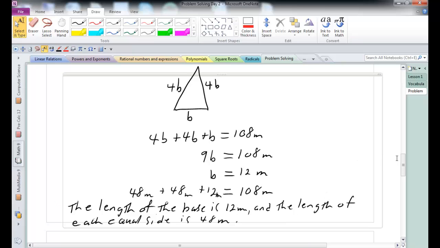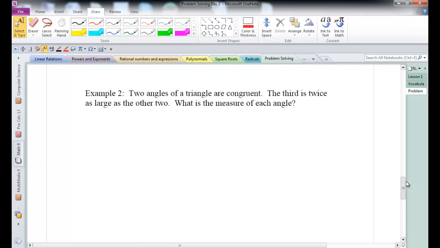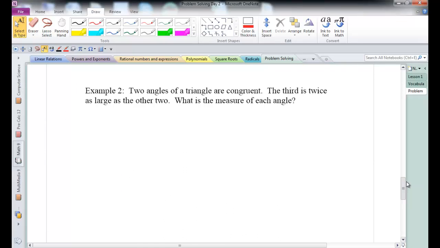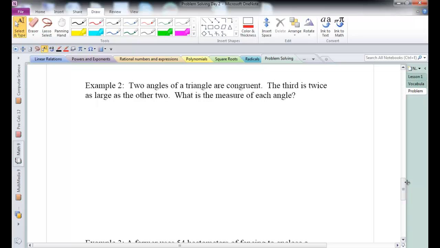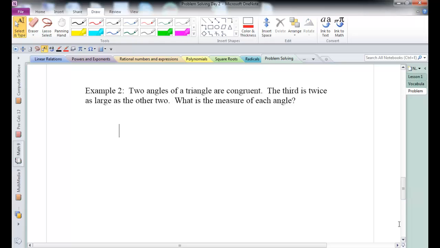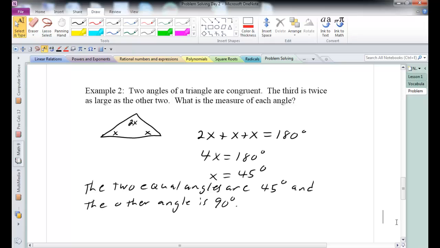Now let's go to example 2. Again, you can pause the video, draw a diagram, and then have a look at my solution. I'll just draw a diagram and answer it, and then I'll give a full explanation in example 3, just to save some time. Remember for this question that the 3 angles of a triangle add up to 180 degrees. Okay, go to it. Alright, there's my solution. The 2 equal angles are 45 degrees each, and the other angle is 90 degrees.